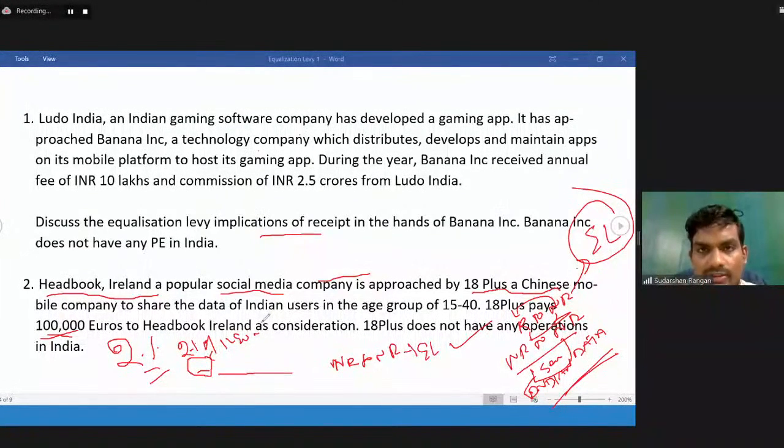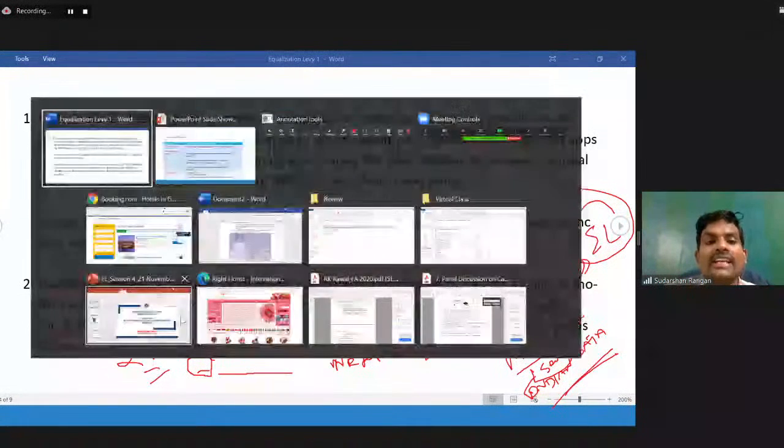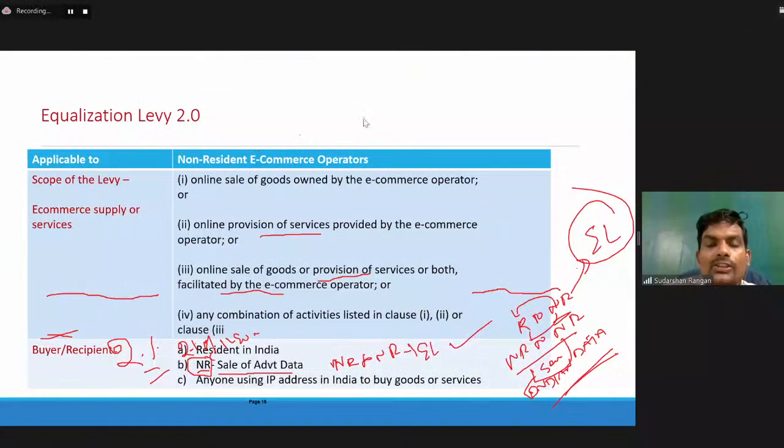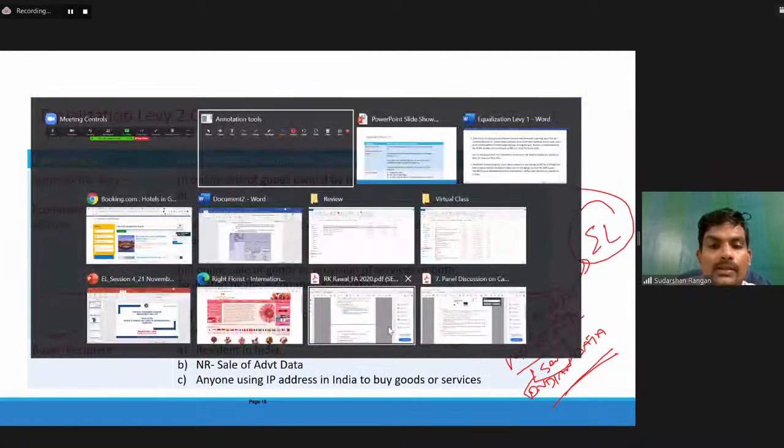So Headbook has those data and they sell it to potential prospects, like 18 plus who was acquired. So maybe 18 plus wants to come to India. So they are doing a market study, so they get these data. They'll accordingly try to tomorrow come out with a marketing model strategy to ensure you buy 18 plus mobile phones. So anyways, coming back. So therefore, not only resident buyer, as long as it's a transaction between non-resident to non-resident, but the sale of data pertains to persons resident in India, then they will also be covered.